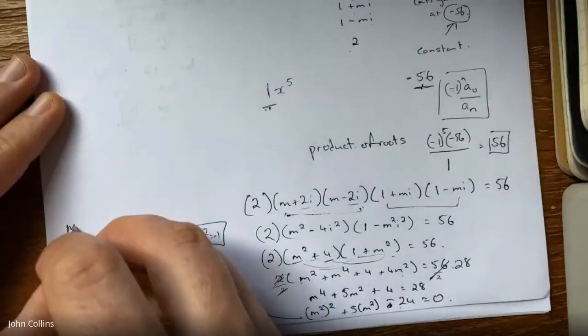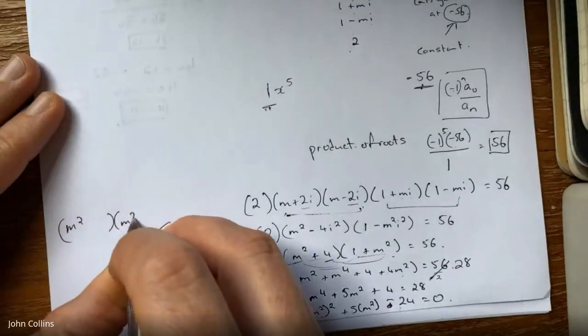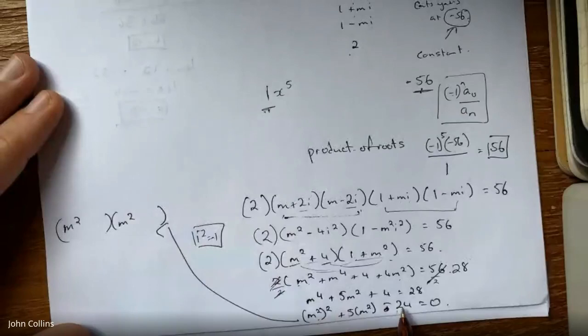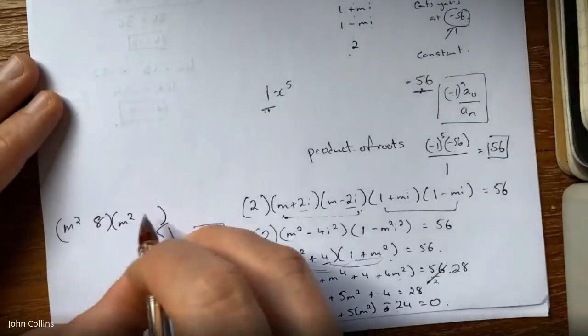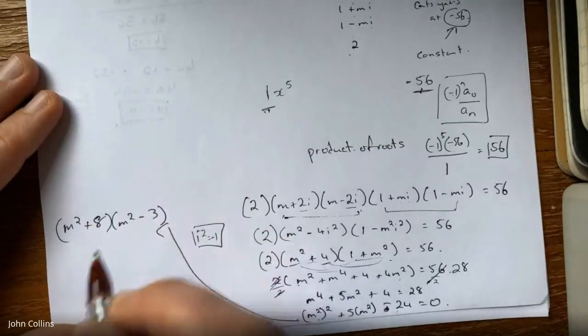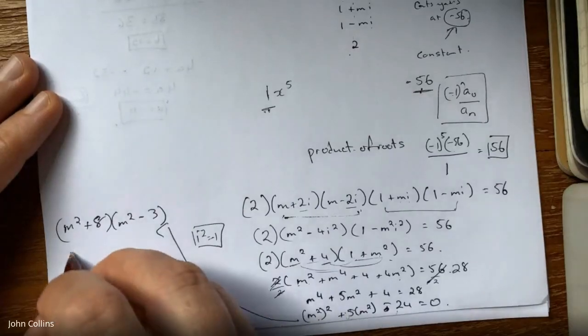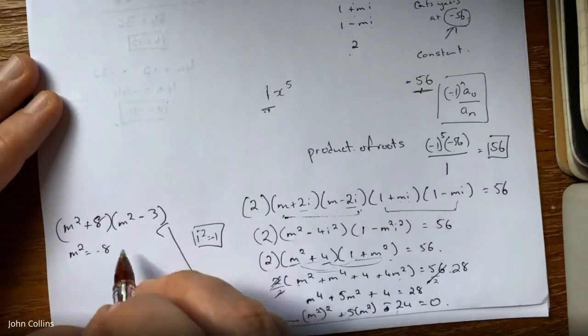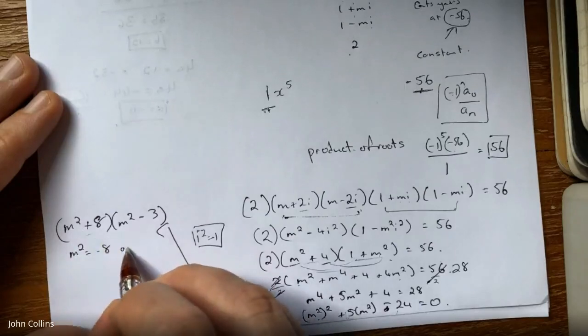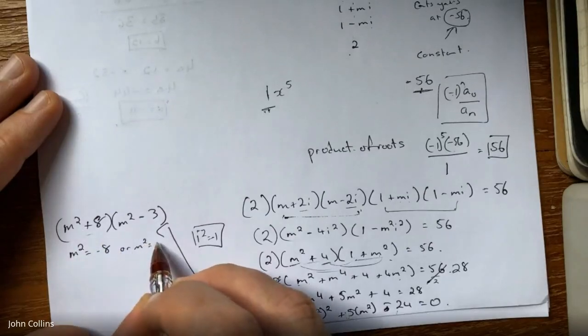So it's going to be m squared and m squared. The factor is 24. I'm going to use 8 and 3, plus and minus, because I'm looking to get plus 5 in the middle. That means m squared is going to be negative 8 from this one, or m squared is going to be 3.